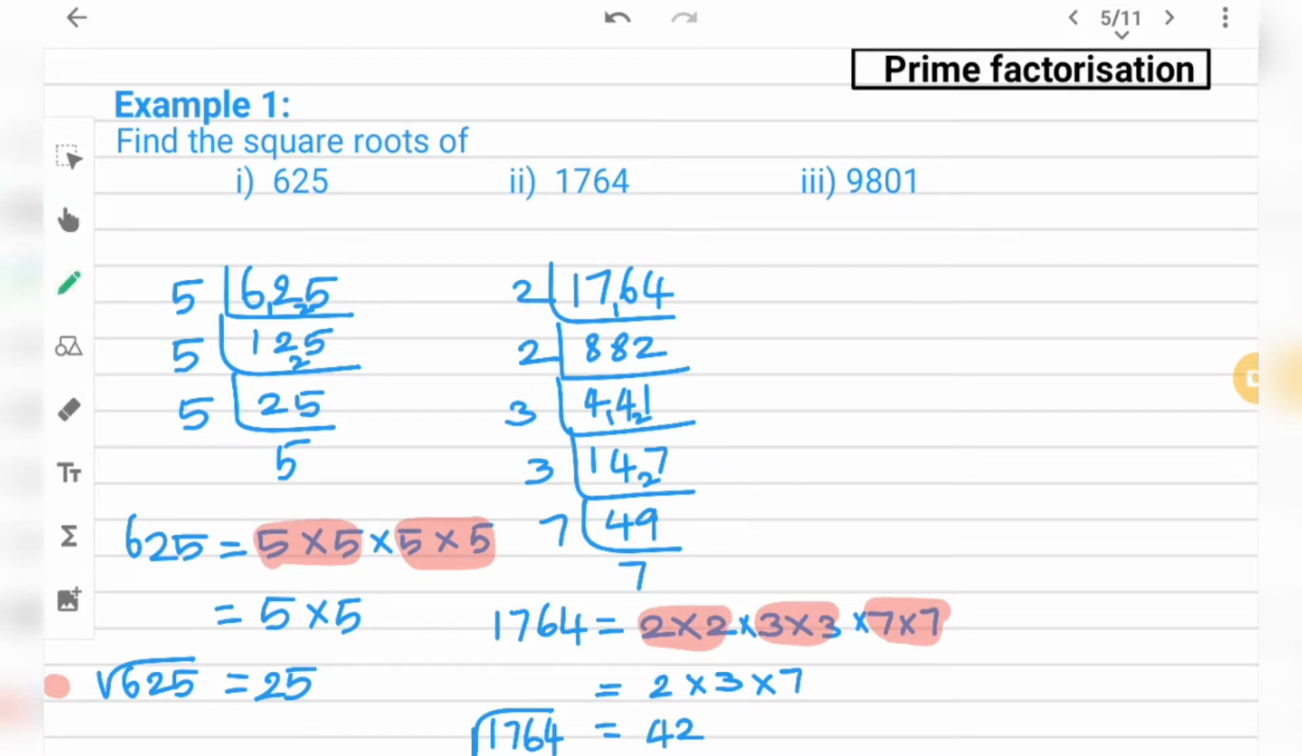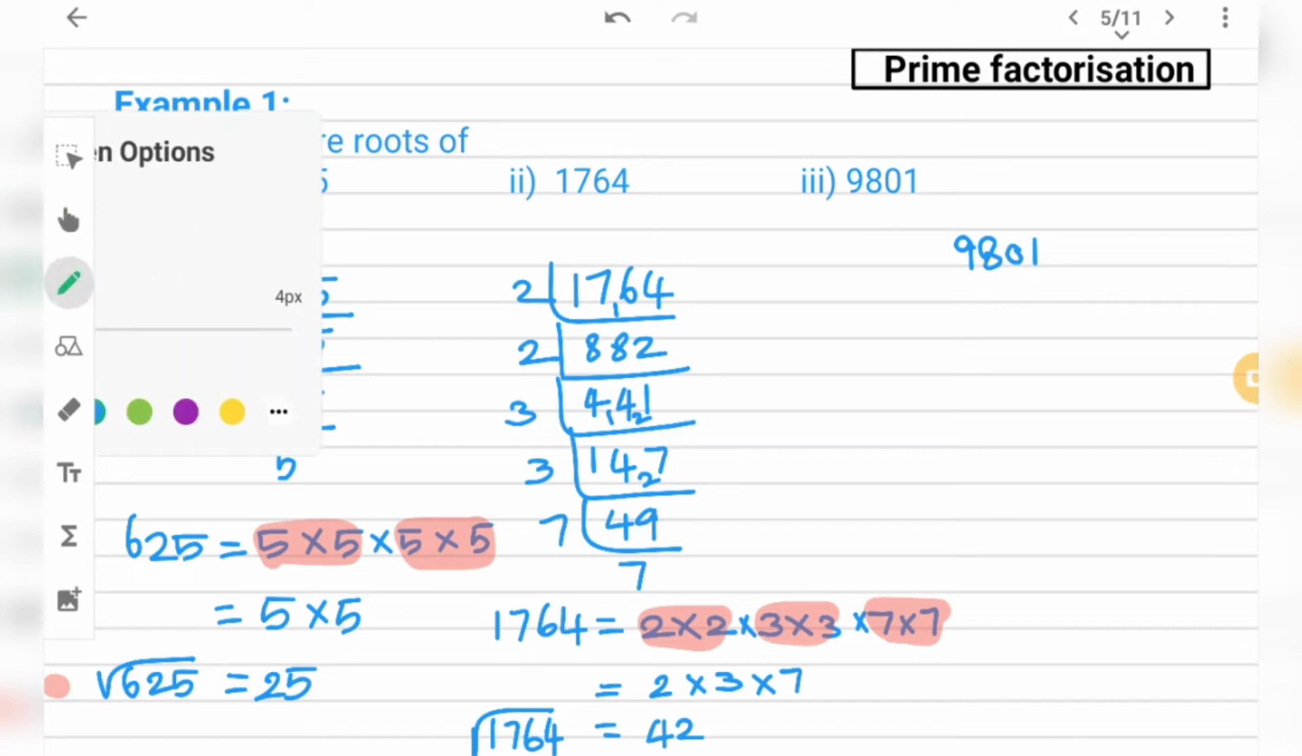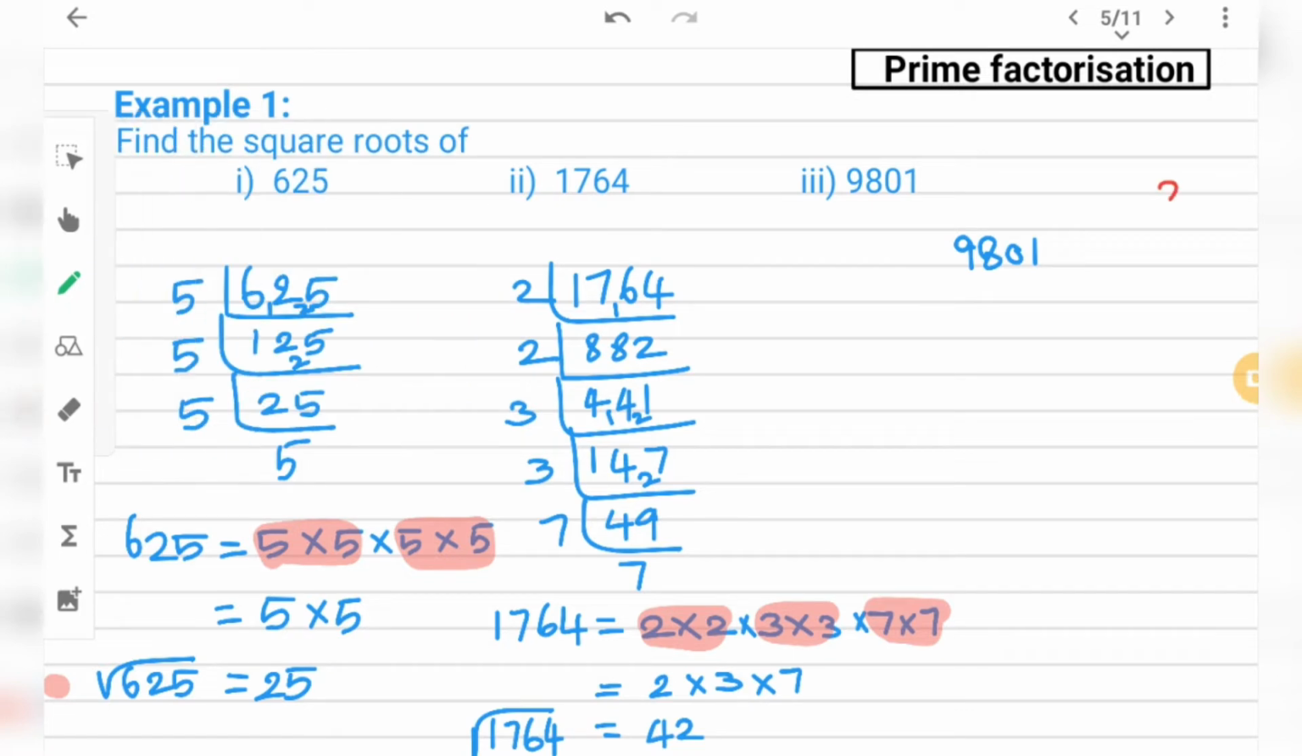9801. So I am going to divide this 9801 by 2. Is it possible? No. The ones place is not an even number. I will write the prime numbers here. It will be helpful for you to check. Okay. I have written only a few prime numbers. Okay. Fine.